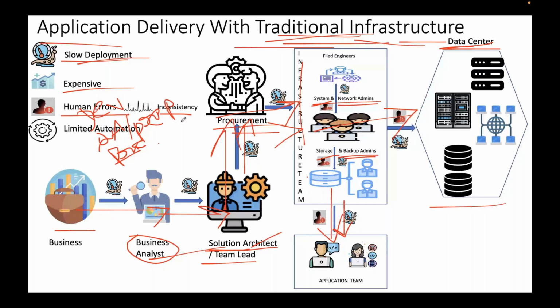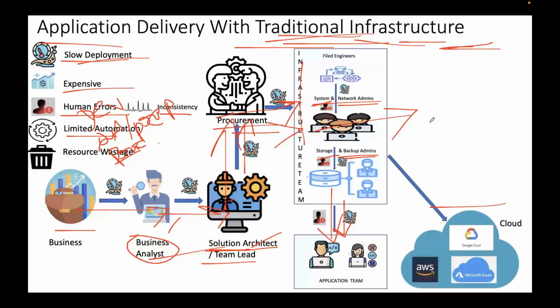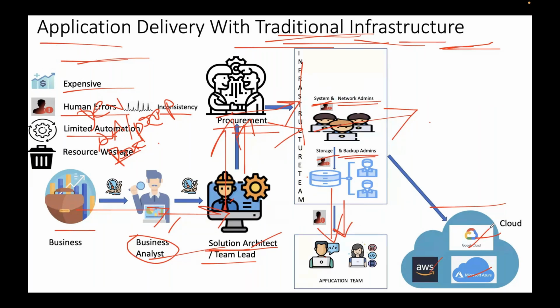And see here, limited automation. Everything we are doing manually. And resource wastage. See here, we are recruiting that many teams. Instead of doing all these things, we are going to use cloud services. If you use any cloud like AWS, Microsoft Azure, Google Cloud, creating the infrastructure is very simple. How? Instead of doing it manually, we can automate it using some IaC tools. So we are going to achieve faster deployment, no issues, not expensive.